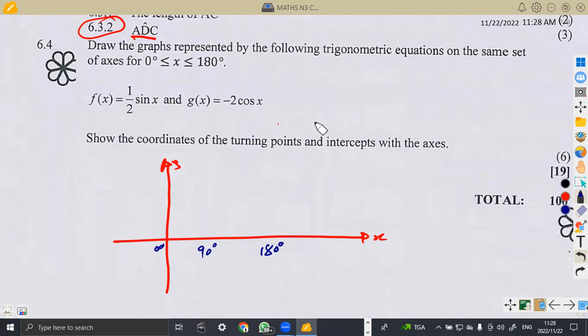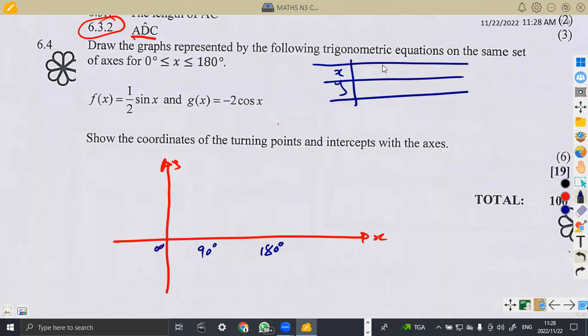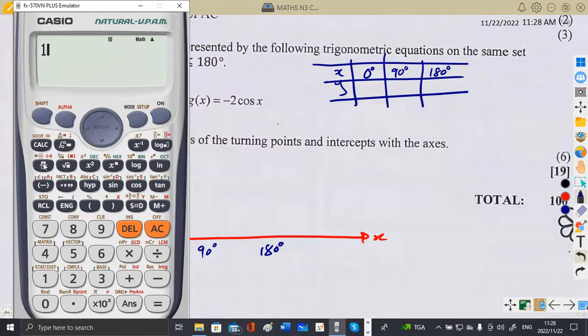Okay, so here we can just have a smaller table that you're going to use. This is x, this is y, from 0 to 180. So we put 0, 90, 180. Starting with half sine 0, the first one is a 0 there. So we've got half sine 0, guys, that's a 0. Okay, so we've got a 0 here.